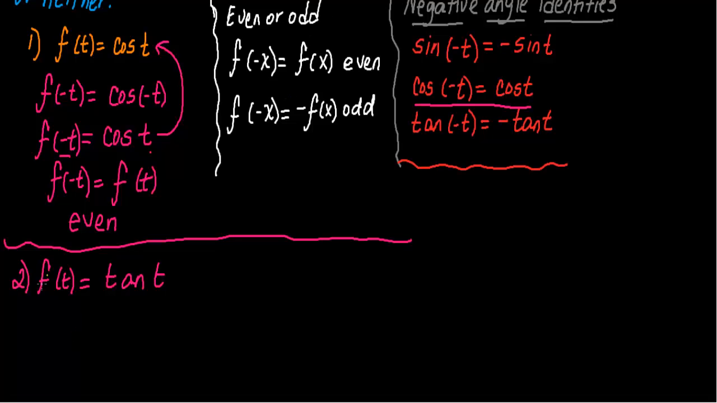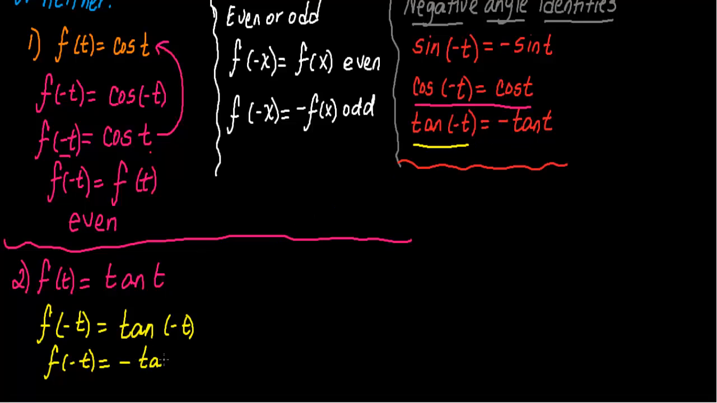Again, the first thing you do to determine if it's even or odd, you take the function and you evaluate it at the negative t value. And when you do that, you take any t in the original function and substitute it for negative t. And once you're here, you come over to your negative angle identities, and notice that I have an identity here that says that the tangent of negative t is equal to the negative of tangent t. So that means that instead of writing tangent of negative t, I can say that that is equal to negative tangent of t.